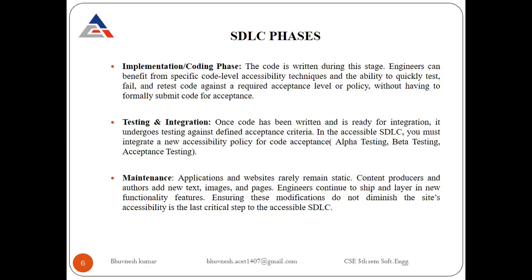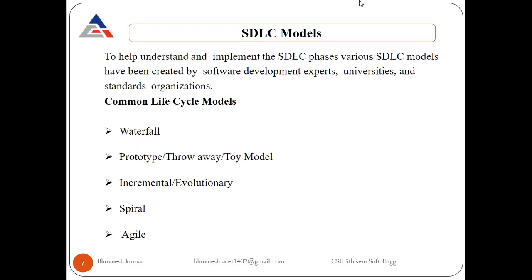The models I suggest are the waterfall model, prototype model, incremental model, spiral model, and agile. What are SDLC models for? To help understand and implement the SDLC phases. The phases or stages are planning, analysis, design, coding, testing, and last is maintenance. Those are the SDLC phases. Various SDLC models have been created by software development experts, universities, and standard organizations. Research is performed on these models.